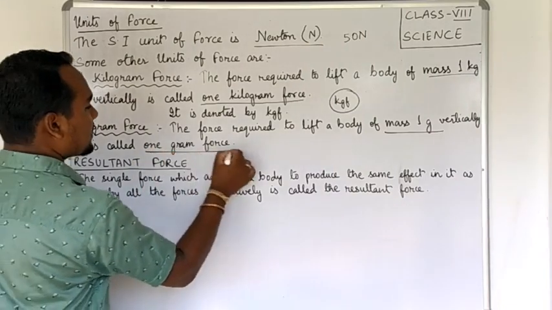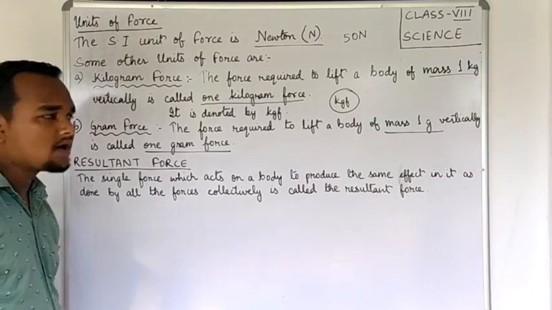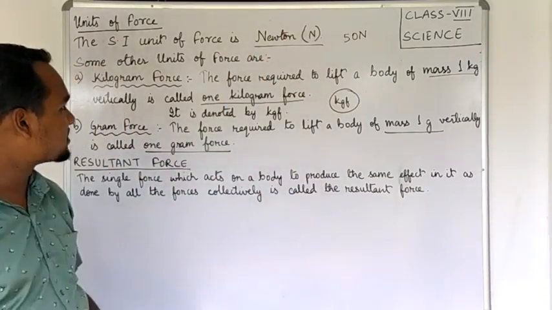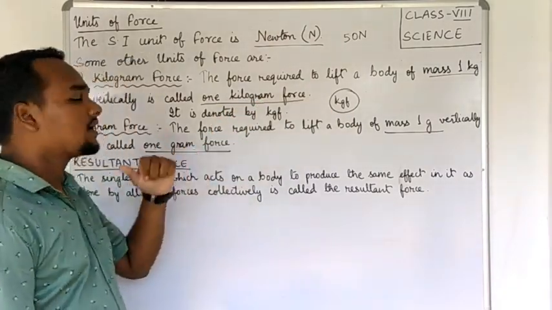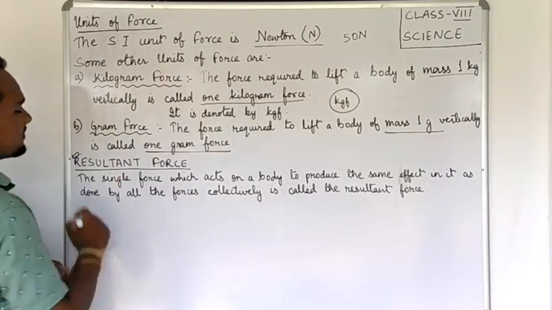So these are also the units of force. Clear everyone? So what is the SI unit of force? The SI unit of force is Newton. Force can be described in other units also, that is 1 kilogram force, that means kgf, and gram force. Clear? Then next let us come to the resultant force.